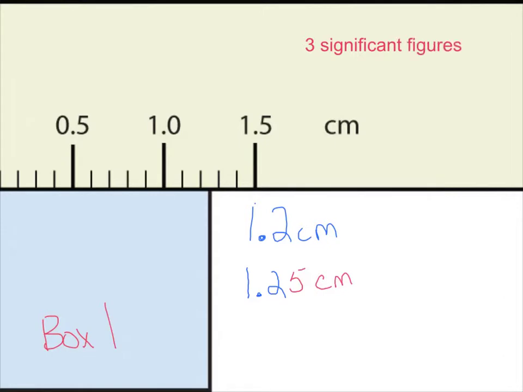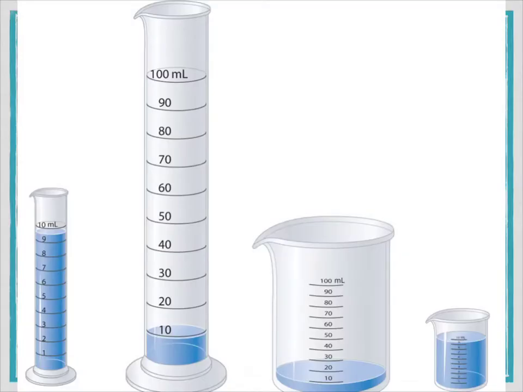Three significant figures in this number, 1.25 centimeters, which is our measurement based on our ruler up here. Now, to further illustrate the levels of uncertainty in different measuring tools, on the screen in front of you, you have 4 different volumetric measuring tools.